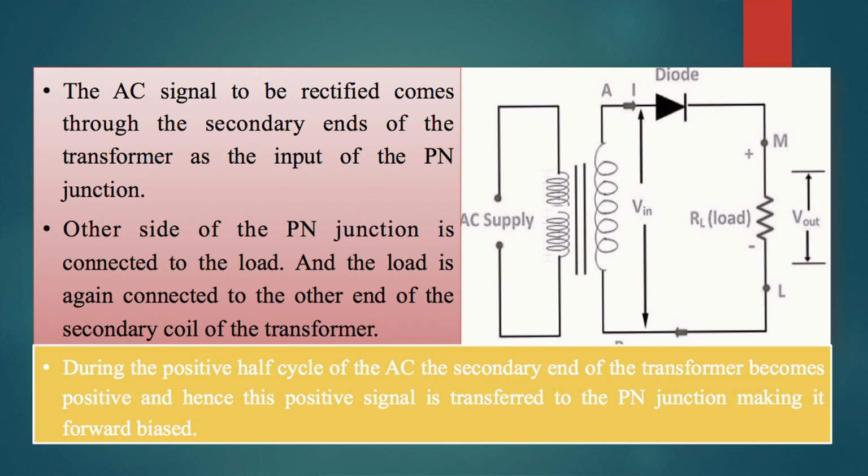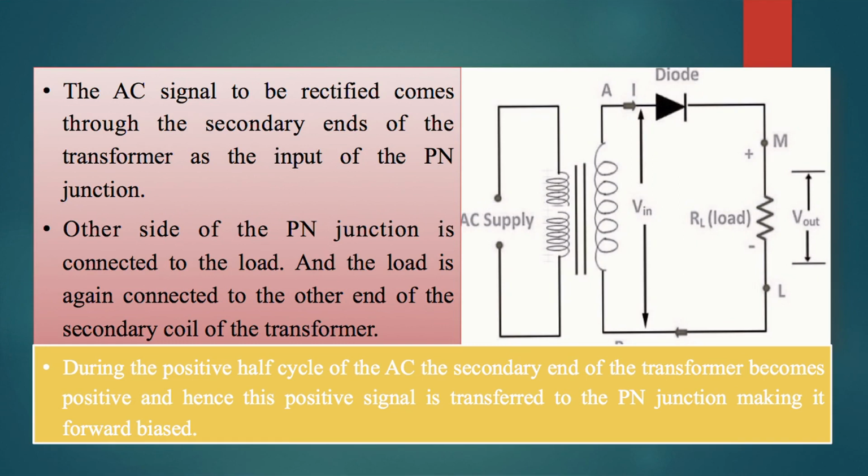The AC signal to be rectified comes through the secondary end of the transformer as the input of the PN junction diode. The other side of the PN junction is connected to the load, and the load is again connected to the other end of the secondary coil of the transformer. You can see that from this diagram.